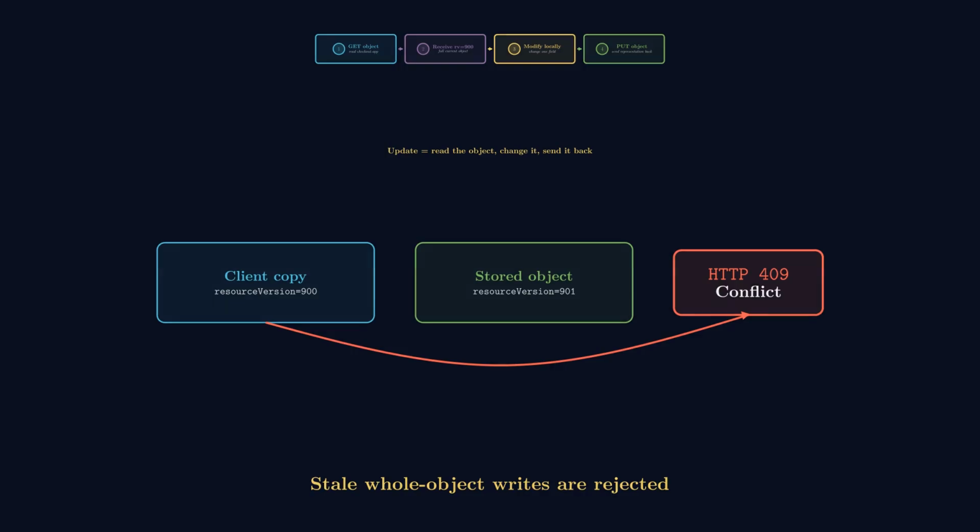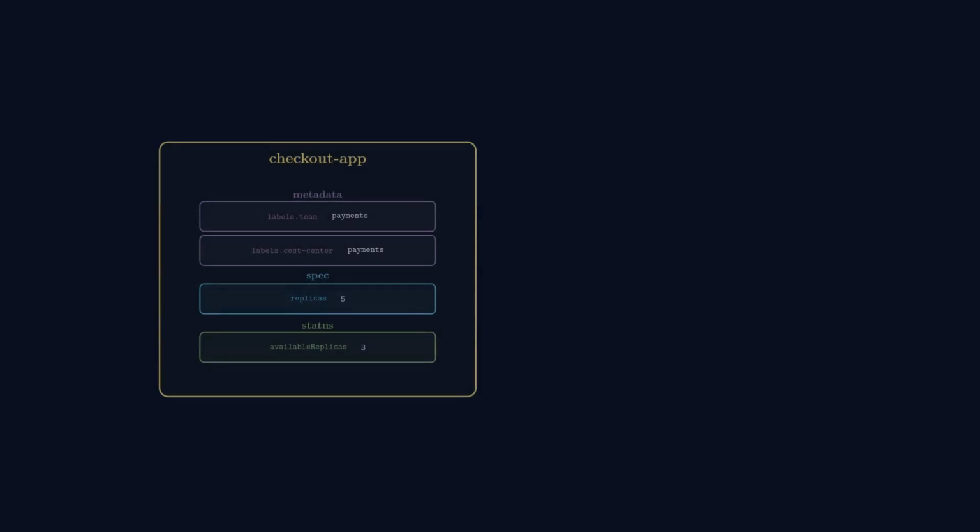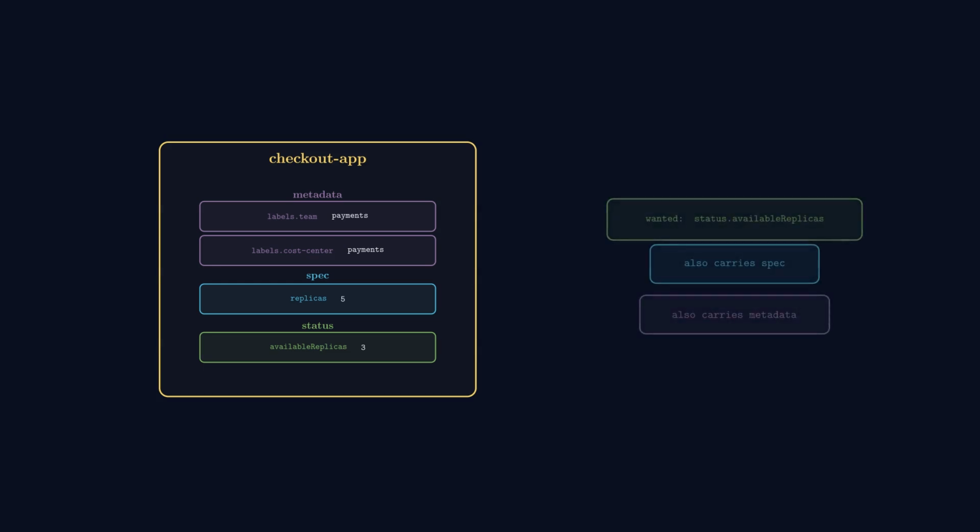But a full update can still create another problem. Suppose the controller only wants to say that 3 replicas are currently available. The object it sends back also contains other information, such as the desired replica count and metadata labels. Those fields may be managed by someone else. So even though the controller only wants to change status, it ends up carrying many unrelated fields in the same update. That makes different writers depend on each other more than necessary.